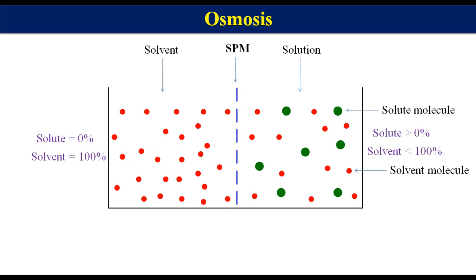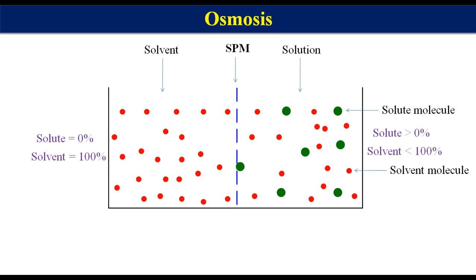Because of this concentration difference, solute molecules will tend to move towards the left but will not be able to enter the left compartment because a semi-permeable membrane does not allow the passage of solute molecules through it, while the solvent molecules will enter the right compartment from the left one, passing through the semi-permeable membrane. This process of flow of solvent molecules from lower solute concentration to higher solute concentration through a semi-permeable membrane is called osmosis.